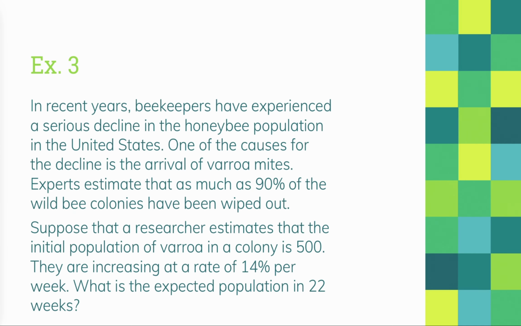In recent years, beekeepers have experienced a serious decline in the honeybee population in the United States. One of the causes for the decline is the arrival of varroa mites. Experts estimate that as much as 90% of the wild bee colonies have been wiped out. Suppose that a researcher estimates that the initial population of varroa in a colony is 500. They are increasing at a rate of 14% per week. What is the expected population in 22 weeks?